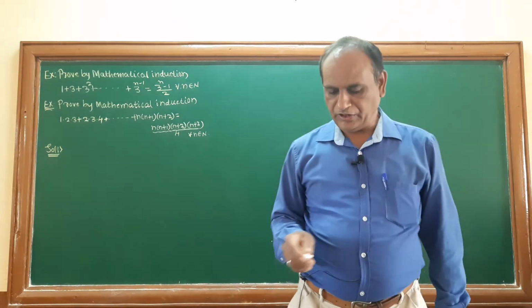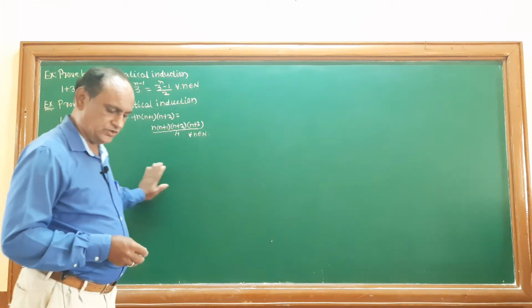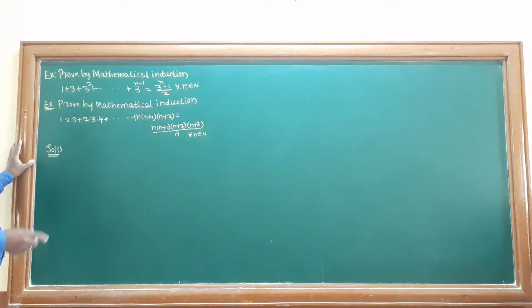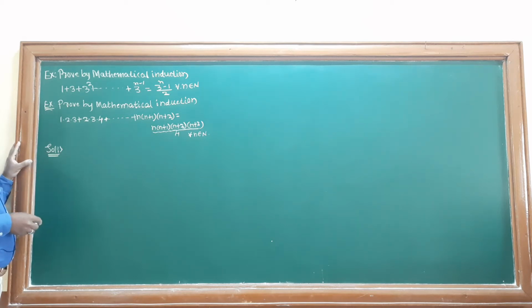Then come to the solution for today's first problem. First problem is: prove by mathematical induction that 1 plus 3 plus 3 square plus up to 3 raised to n minus 1 is equal to 3 raised to n minus 1 divided by 2, for all n belonging to the natural numbers, n is given.